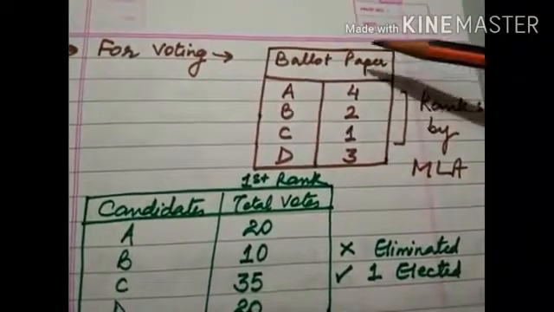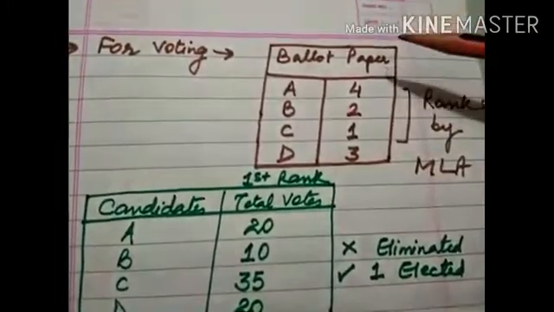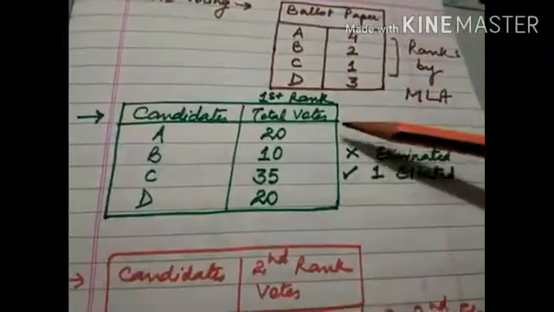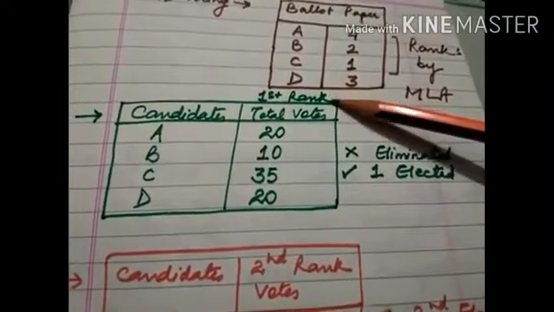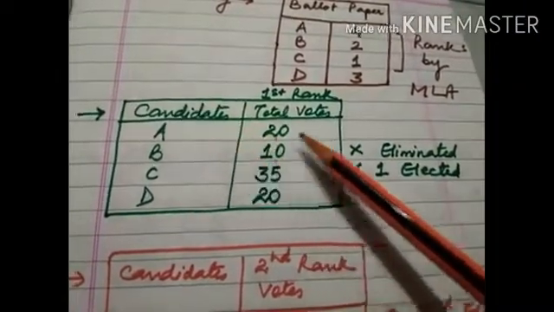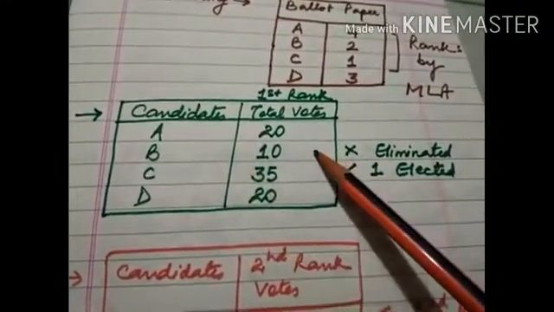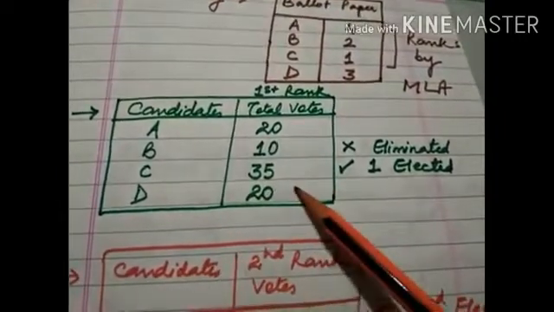So this is the ranking done by one MLA, and all other 90 MLAs will also do the ranking according to this system. And after voting, a summary of first rank or first preference will be prepared in the form of a table. Like candidate A got 20 votes for the first rank, candidate B got 10 votes for the first rank, C got the 35 and D got the 20.